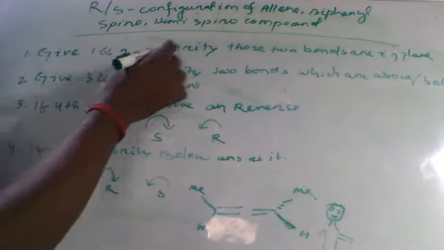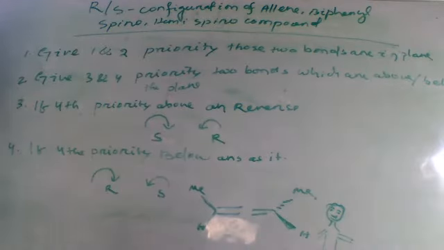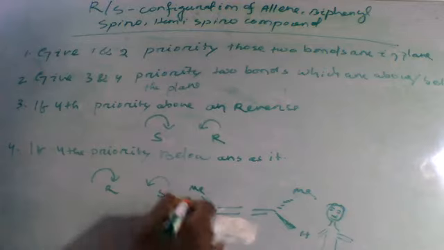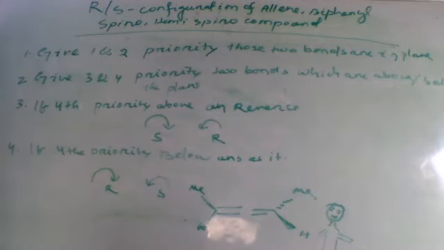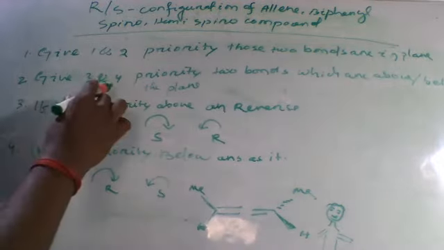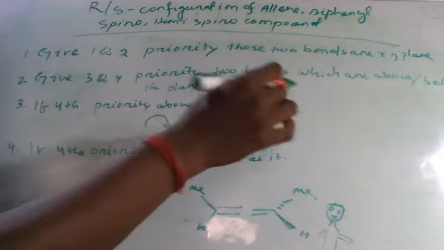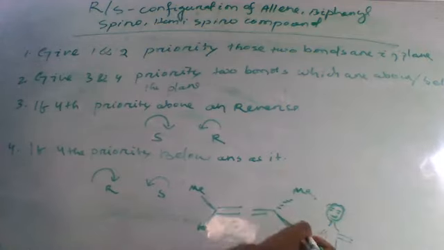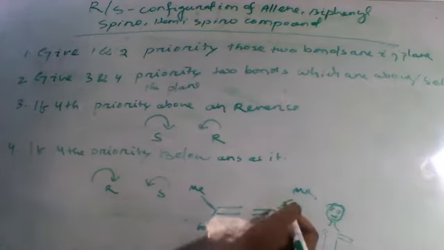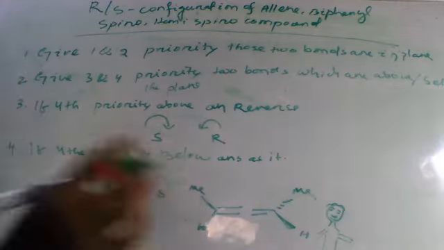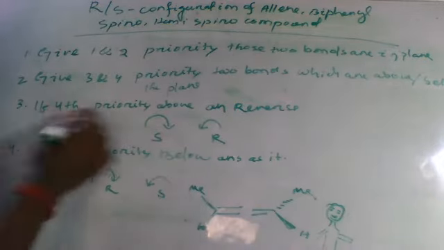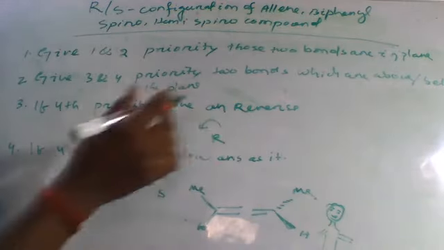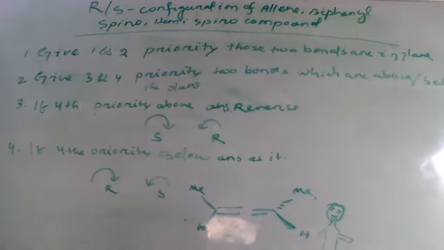Give 1 and 2 priority to those two bonds which are in one plane, according to the CIP rule, and give third and fourth priority to the two bonds which are above or below the plane. Here you are seeing from this direction, and this bond is above and this is below. According to the CIP rule, you give priority 3 and 4. Then, if the fourth priority is above the plane, the answer is reversed.